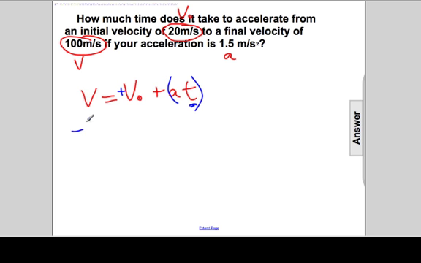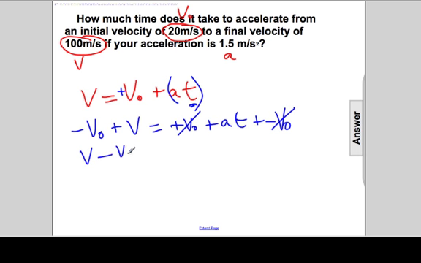So I'm going to write this, negative v naught plus v equals positive v naught plus at plus negative v naught. What I did was to add negative v naught to both sides, so I subtract it from both sides. If it's added to at, I'm going to subtract it. Positive v naught plus negative v naught cancels. So I'll rewrite v minus v naught, just changing the order of v and v naught, equals a times t.